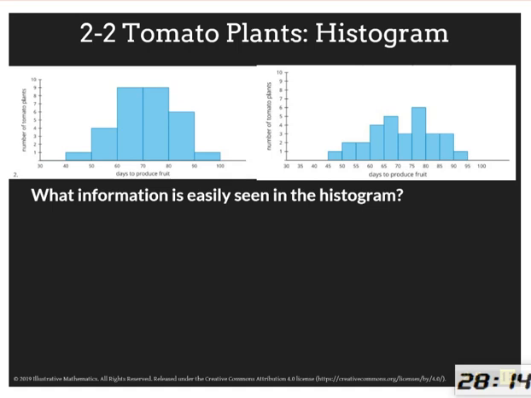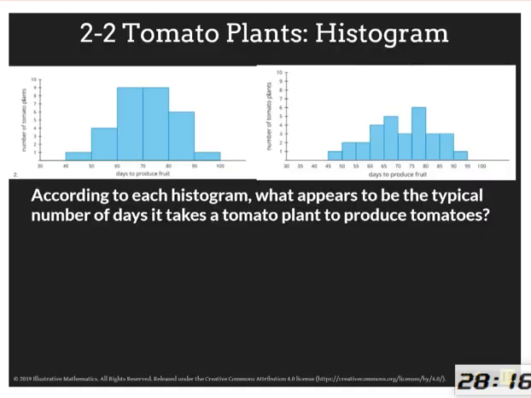Okay. So the next question I'm going to give you 90 seconds for, because I really want you to take a look at both these histograms and analyze them. So according to each one, do this for both histogram 1 and histogram 2, what appears to be the typical number of days it takes a tomato plant to produce tomatoes? Typical would mean like a mean or a median, okay?